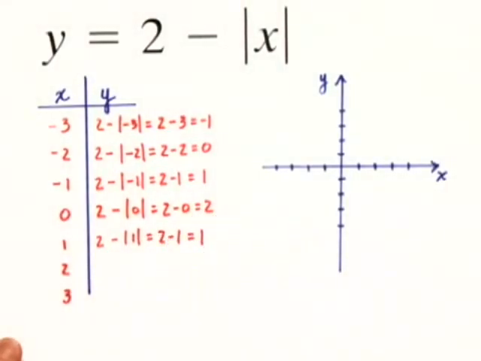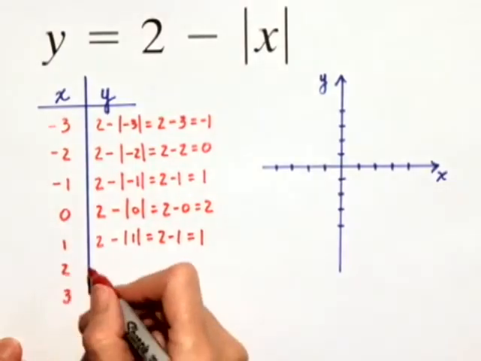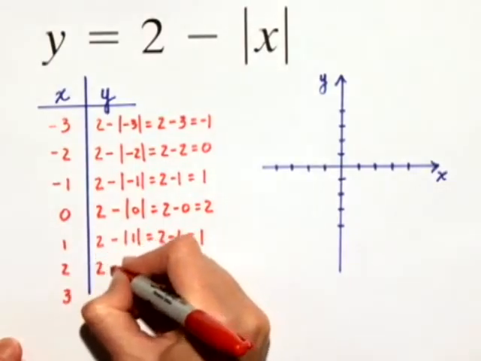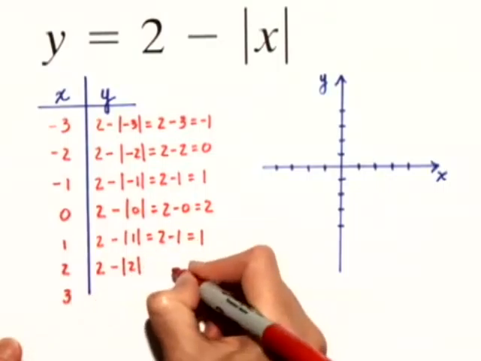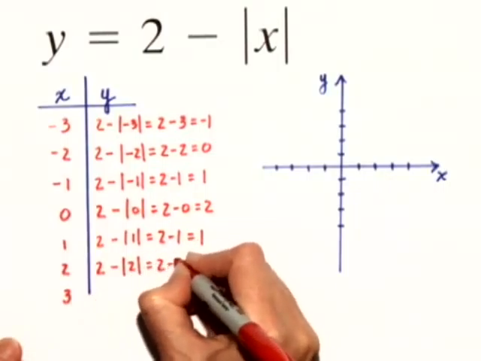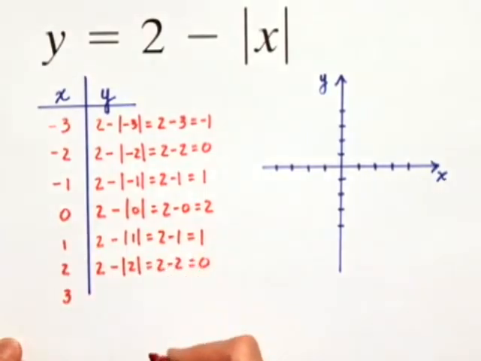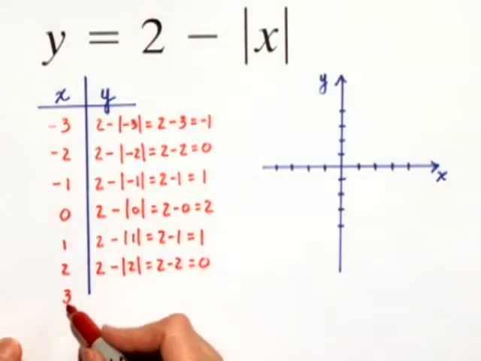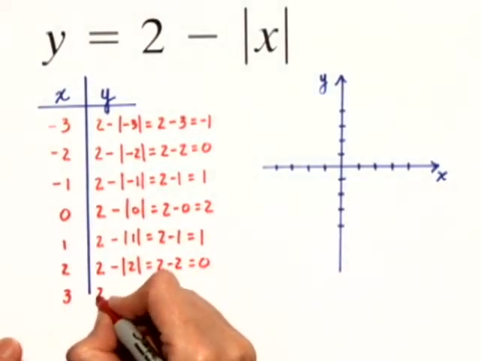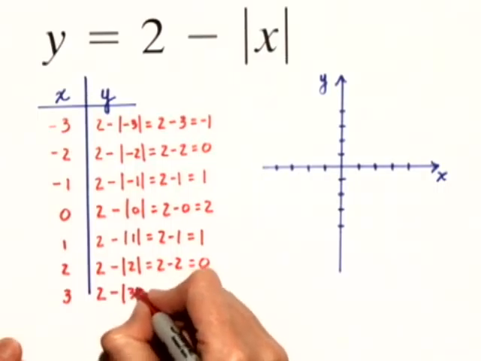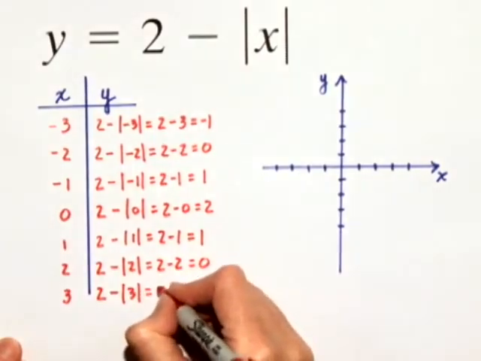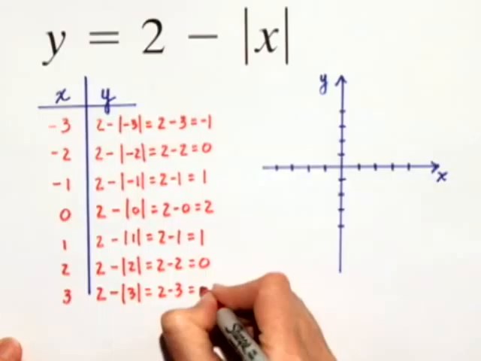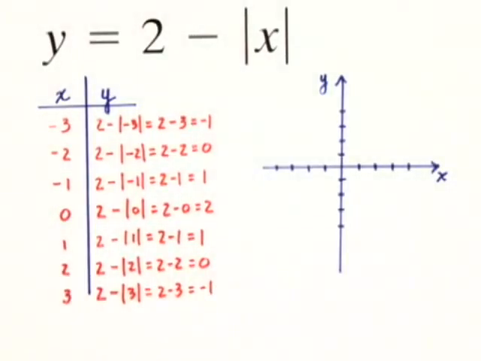When x is 1, we get 2 minus the absolute value of 1, which is just 2 minus 1, which is 1. When x is 2, we get y equals 2 minus the absolute value of 2, which is just 2 minus 2, or 0. And finally, when x is 3, we get y equals 2 minus the absolute value of 3, which is just 2 minus 3, or -1. Now it's going to make a lot more sense when we plot these ordered pairs.